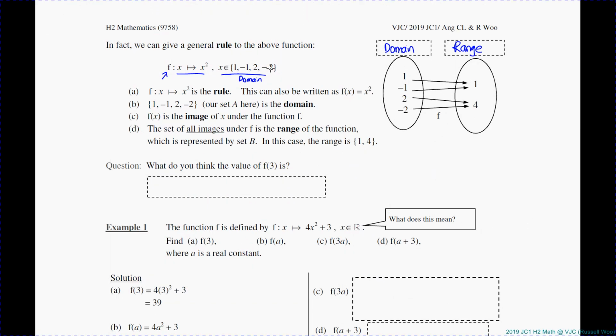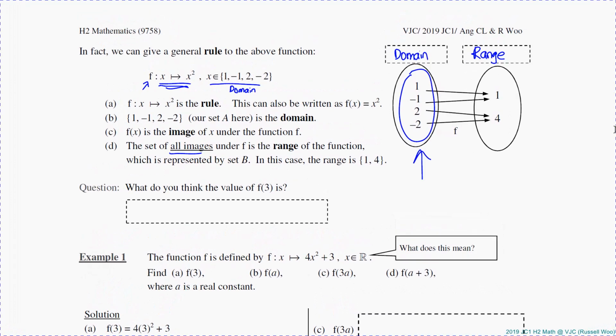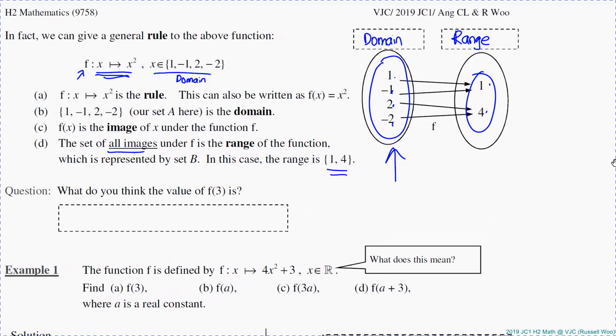The domain is what the values the input can take, and it's defined usually together with the expression. A range is defined as the set of all images. In this case, if you have 1 mapped to 1, minus 1 mapped to 1, 2 mapped to 4, minus 2 mapped to 4, the set of all images under F is called the range, and in this case, there are just only two numbers, 1 and 4.